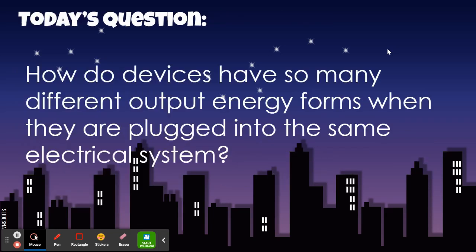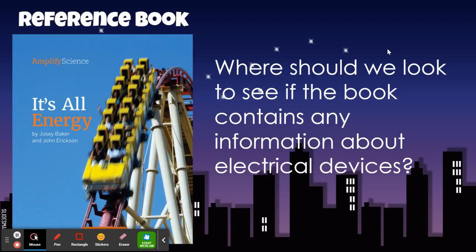Today, we're going to figure out how devices have so many different output energy forms when they all are plugged into the same electrical system. So how can you plug in a fan and get wind, but also plug in a toaster and get heat? That's what we're going to work on. We're going to do this with our reference book. We started with this reference book a little while back, and you're going to have these pages available for you in Seesaw.